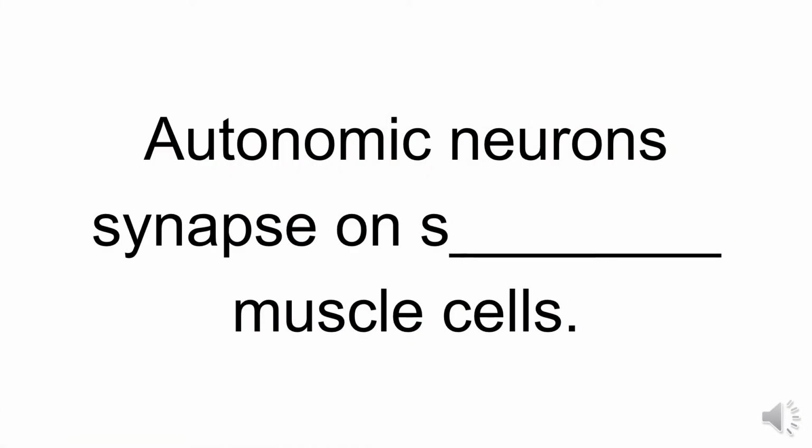Autonomic neurons synapse on S blank muscle cells. So what type of muscle cells do autonomic neurons synapse on? I'll give you a moment to think.